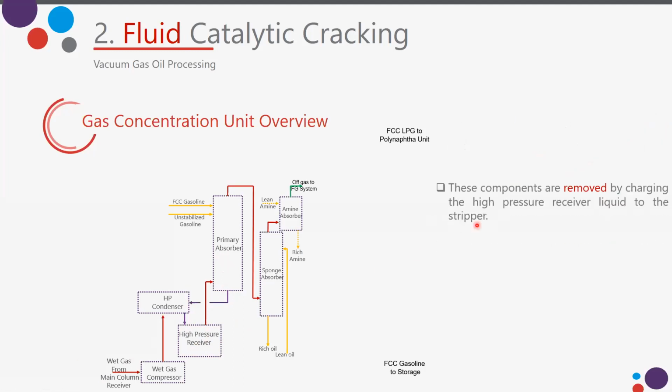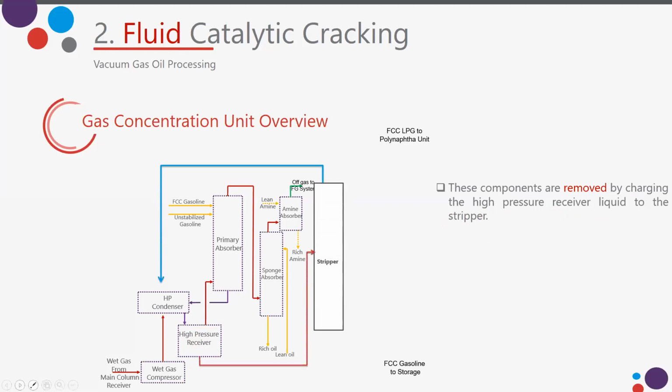These components will be removed by charging the high pressure receiver liquid to the stripper. So we have to send the liquid coming from here to the stripper to remove the light components and the H2S. So we will send the liquid to the stripper.